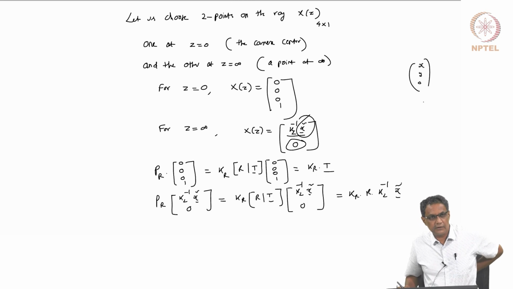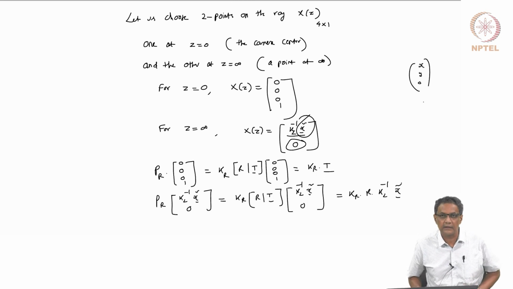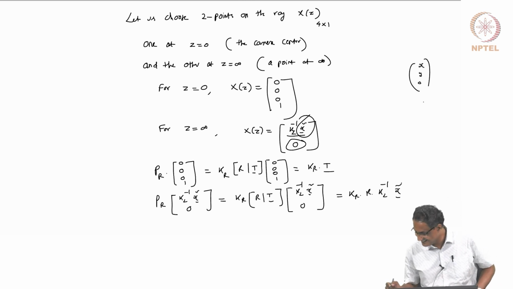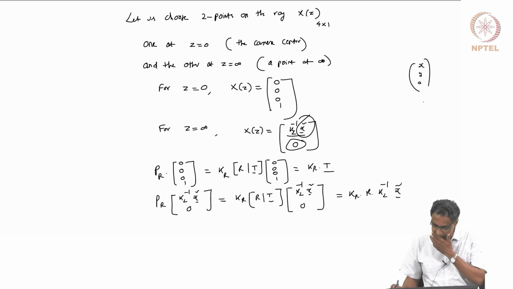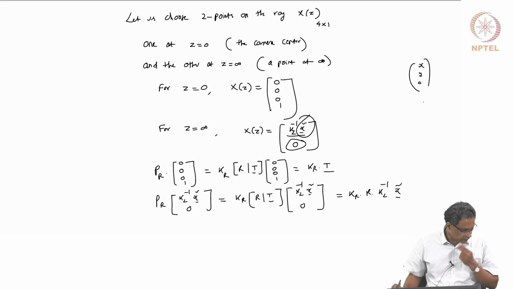Now, what is the inverse of an upper triangular matrix? Is it upper triangular or lower triangular? Lower triangular? No, it's upper triangular. Anyway, doesn't matter. Just was curious. Okay, so K_R, R, K_L inverse. Hey, wait a minute. What did I do? Yeah, this is how it is.